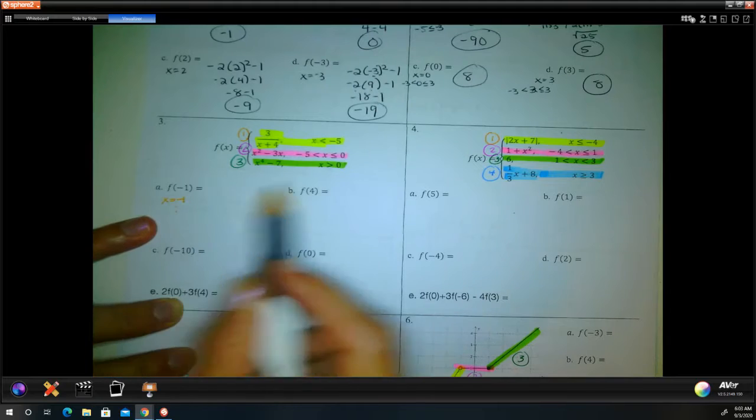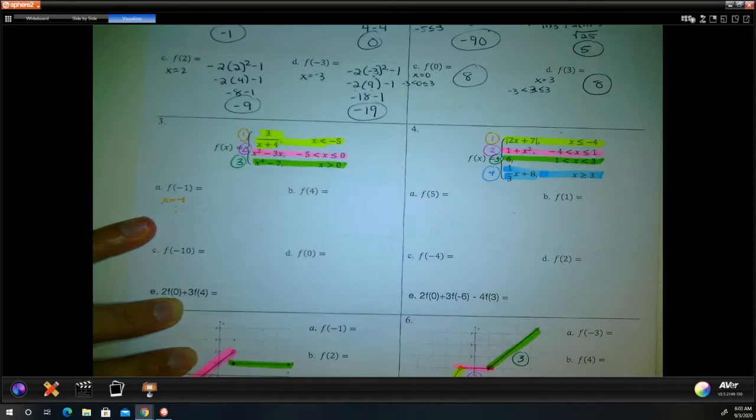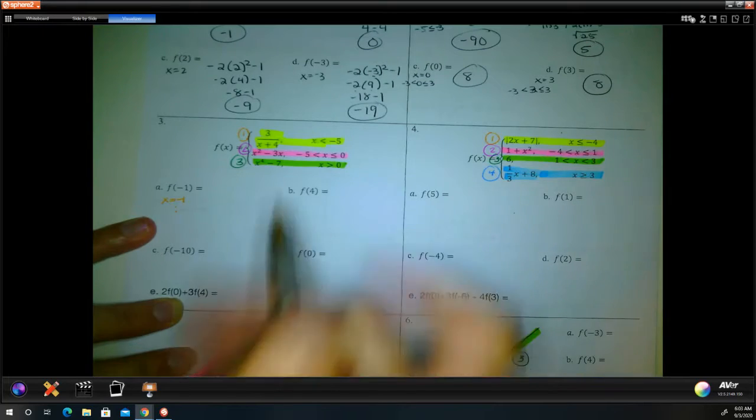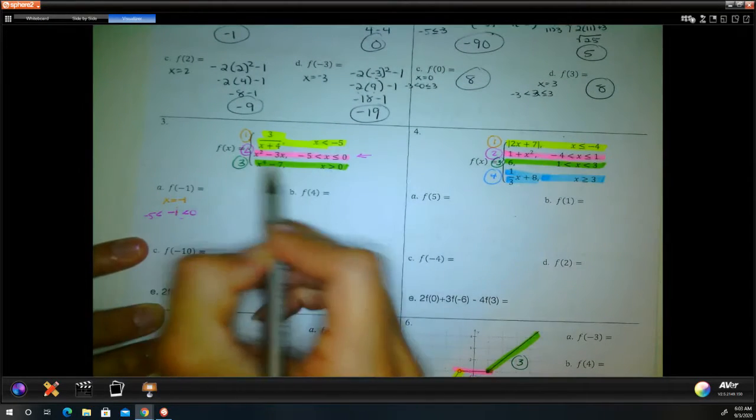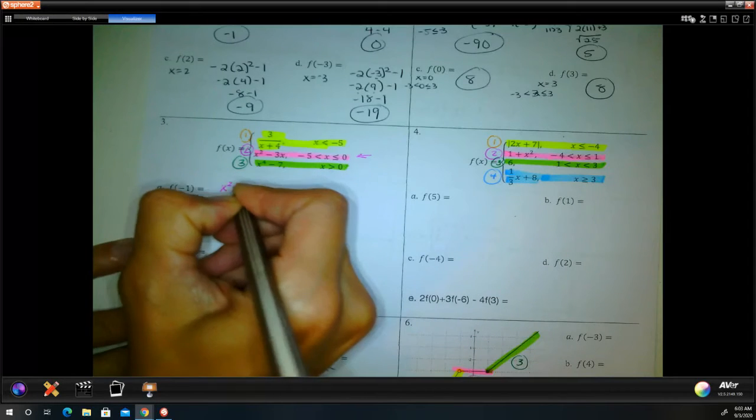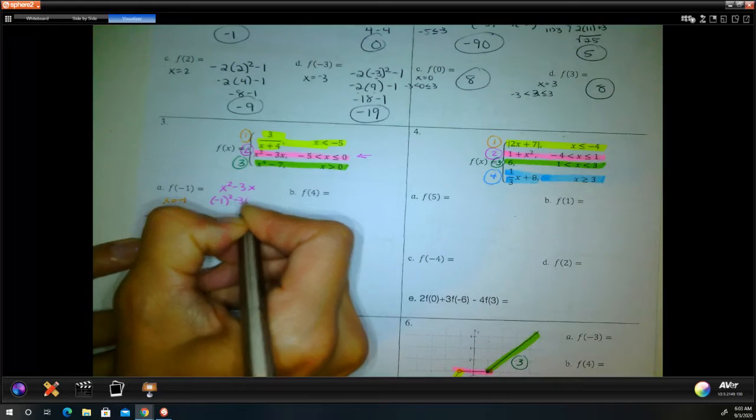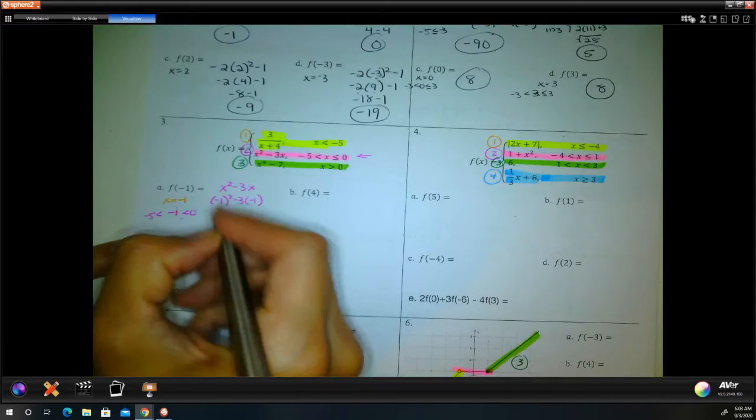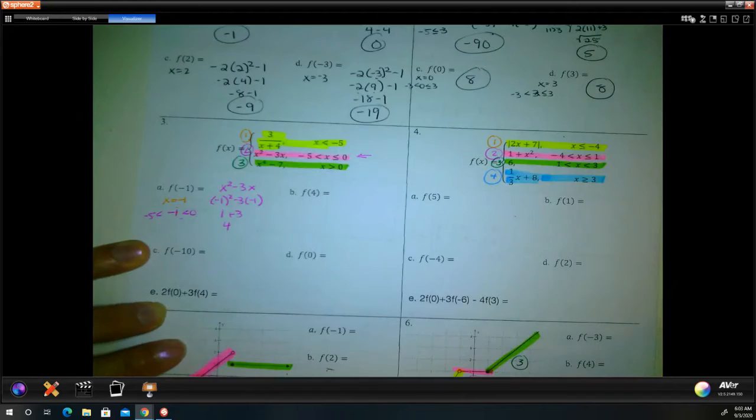So -1 is actually in between -5 and 0. So I'm going to use this second piece. So -1 is in between -5 and 0. So that's why I know I'm going to grab this piece. So x squared minus 3x, -1 squared minus 3 times -1. -1 squared is 1. -3 times -1 is 3. 1 plus 3 is 4.